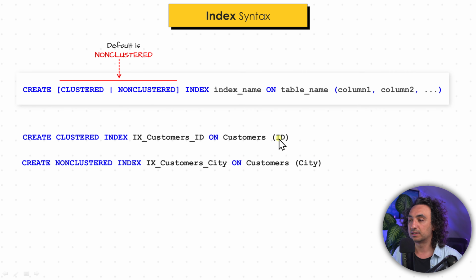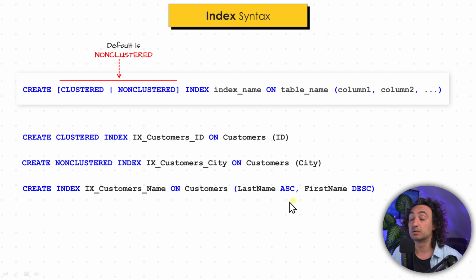So far we are using one column in the index, but we can go and create a composite index with multiple columns, like the following example. So we can say create an index, and as you can see, we skipped defining the type here, and that's because the default is going to be a non-clustered index. And now here we are specifying two columns, the last name and the first name.